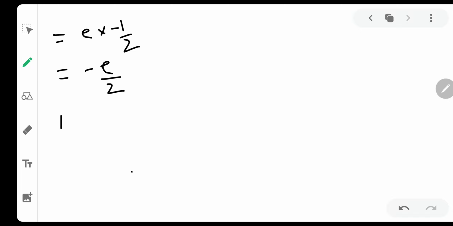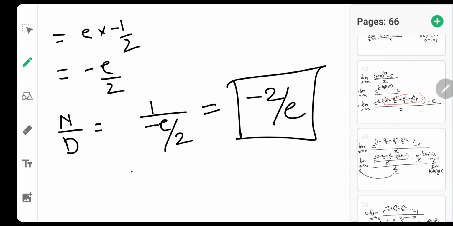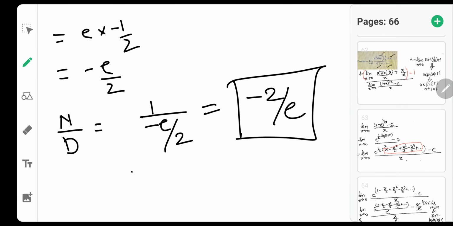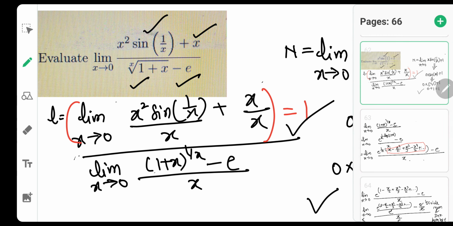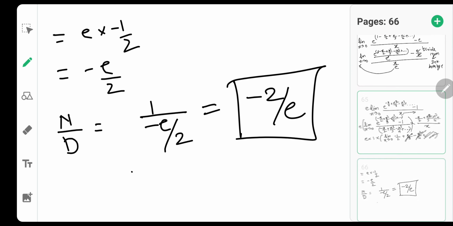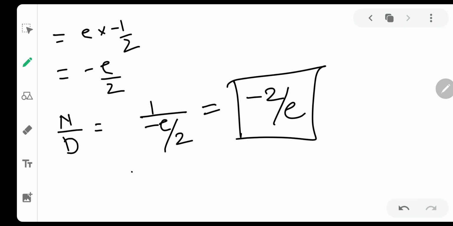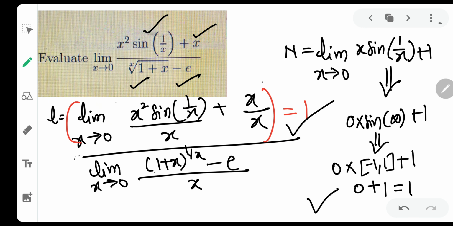So our limit was numerator by denominator. The numerator was 1 and the denominator was minus e by 2. So the final answer is minus 2 by e. If you have forgotten, just check the limit of the numerator. It is 1. The limit of the numerator is 1. And on the last page, we have also calculated the limit of the denominator, which is minus e by 2. And when they are divided, we get minus 2 by e. Hence, the correct answer to this question is minus 2 by e.